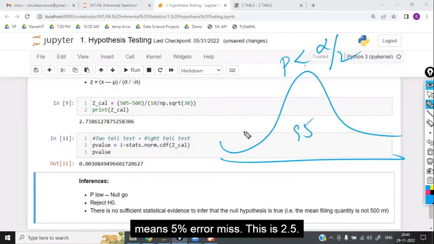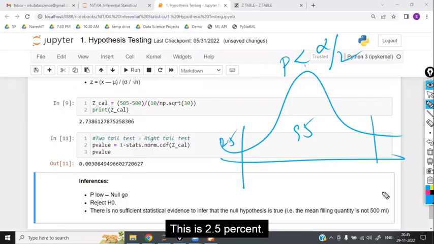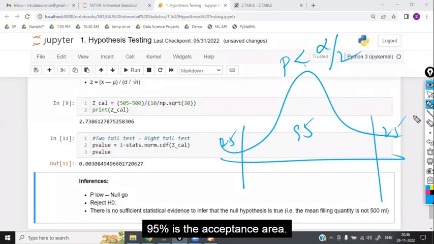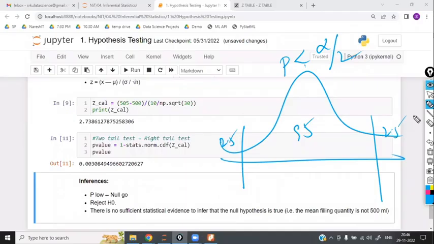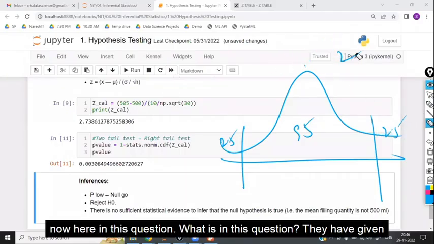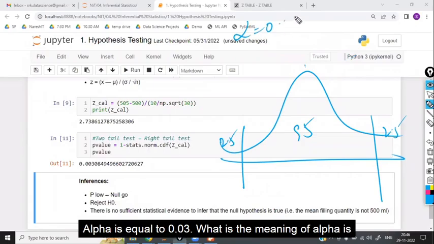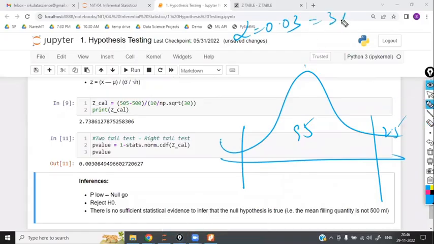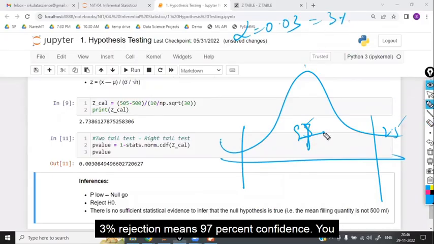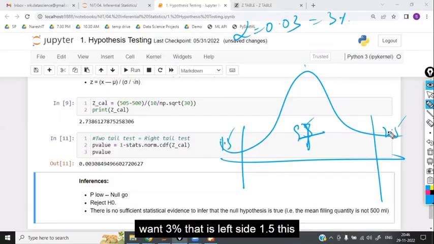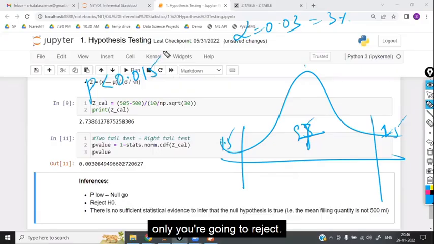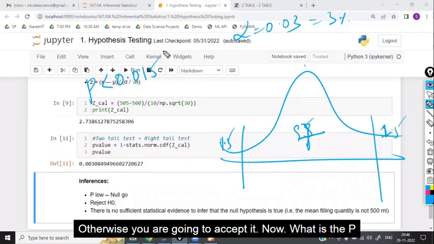95% confidence, 5% error, this is 2.5% and this is 2.5%. 95% is the acceptance area. Clear? Now in this question they have given alpha equal to 0.03, which means 3% rejection, 97% confidence. That is 1.5% on the left side and 1.5% on this side. Now your p value should be less than 0.015, then only you reject. Otherwise you accept.